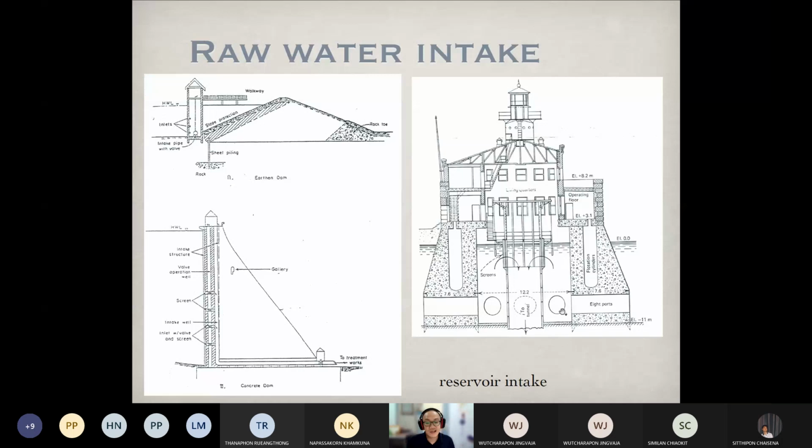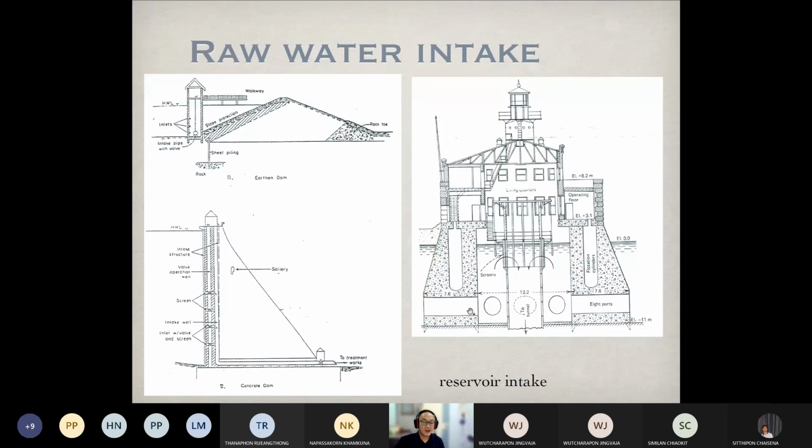This one is also a reservoir intake. Basically, it's just a tower located next to the dam, the earthen dam or the concrete dam. These are the sketches. But anyway, here is another type of intake. It's essentially square in shape.